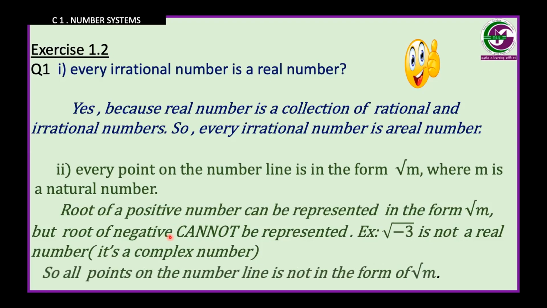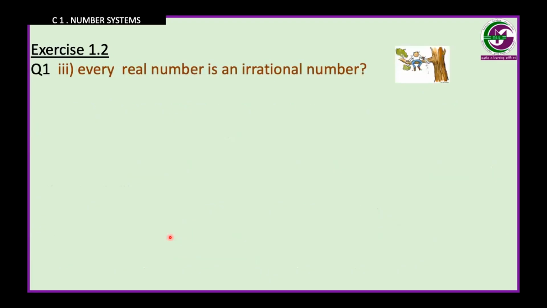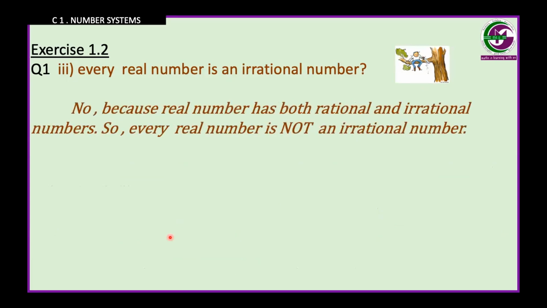Okay, let's move on to part 3 of question 1. Every real number is an irrational number. So it's the opposite. We are choosing a set of numbers which is down and we are saying it is there in the upper one. No, it is not true, because real numbers also have rational numbers in them, and rational numbers are never irrational. So this is a false statement. Just pause a moment, read it again, it will be clear for you.